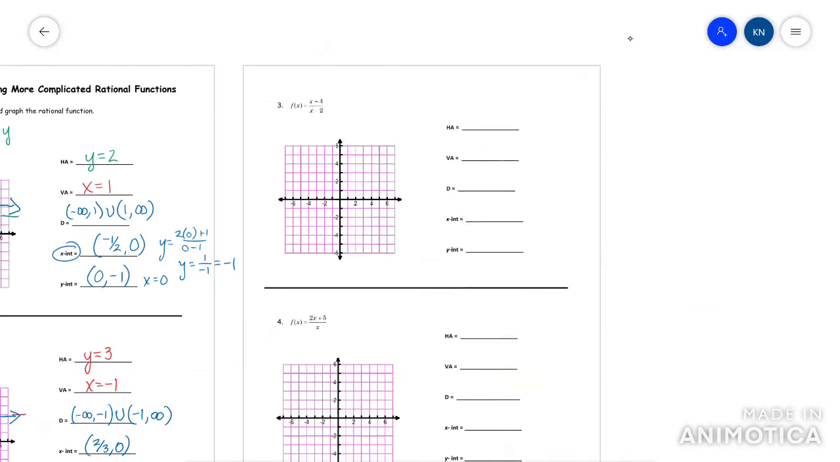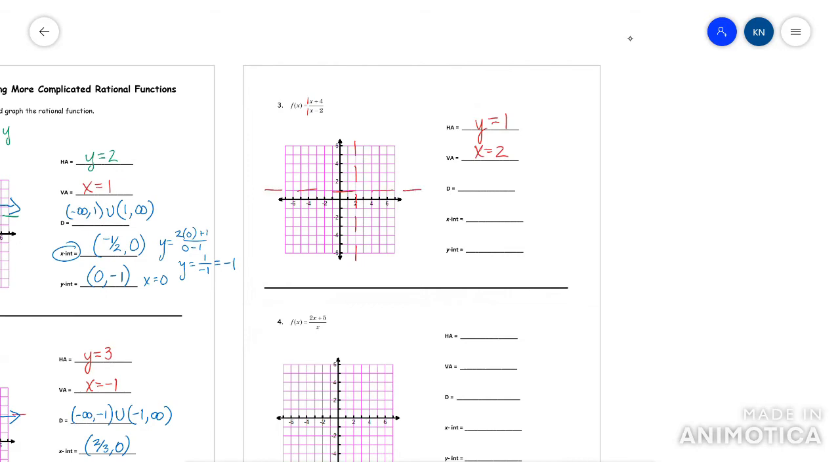If I was approaching this problem, the very first thing I would do is I would get my VA. It's here. It's at x equals 2. The next thing I would do is I would get my HA. This is an x over x. So 1 over 1 is 1. So y equals 1 is my HA.